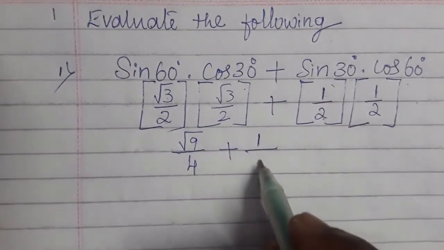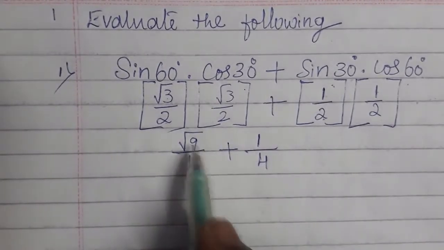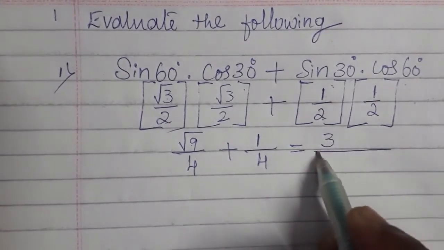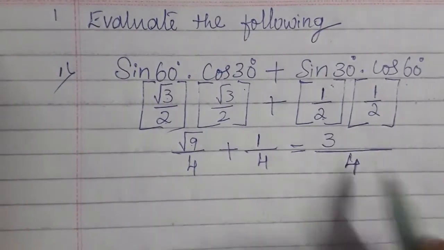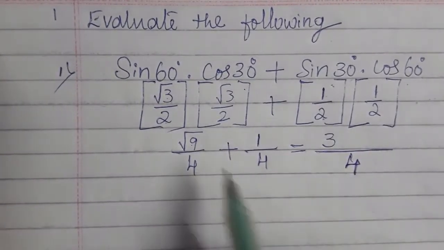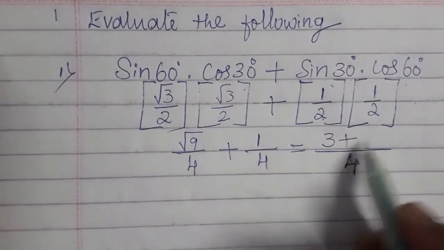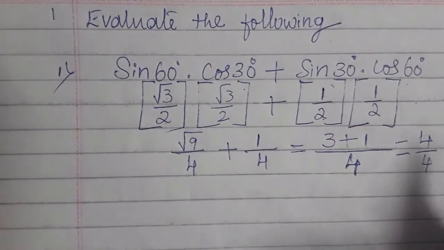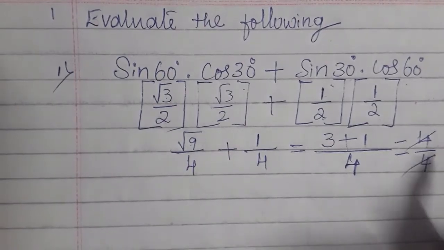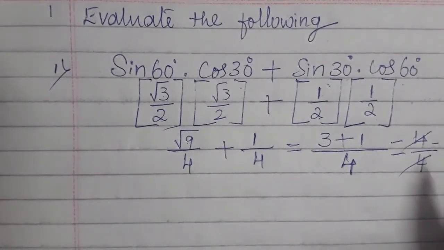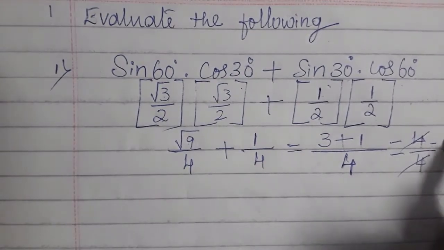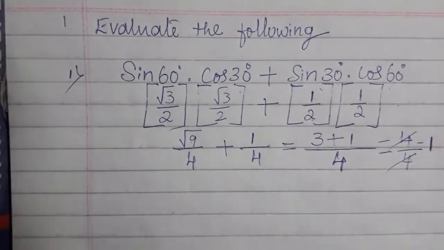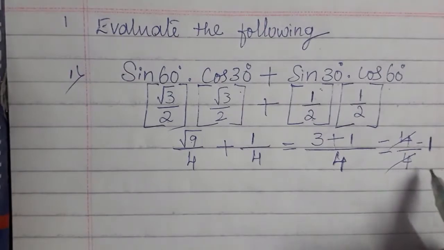Now you can notice root 9 is nothing but 3. Because the denominator is the same, write the same denominator and add the numerators. That is why 4 is the denominator. Root 9 is 3, plus 1, so the value will become 4 by 4. The numerator 4 and denominator 4 will cancel and you will get 1 as the answer. So we are getting 1 as the answer.